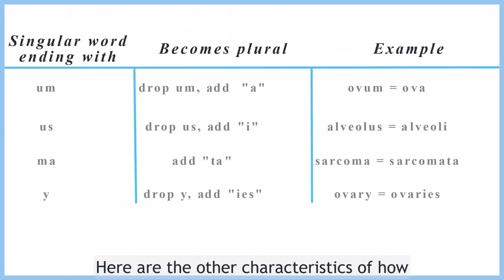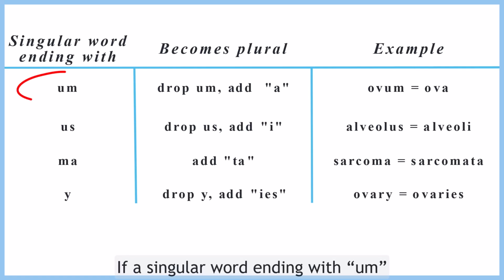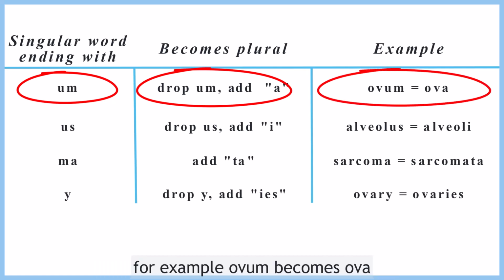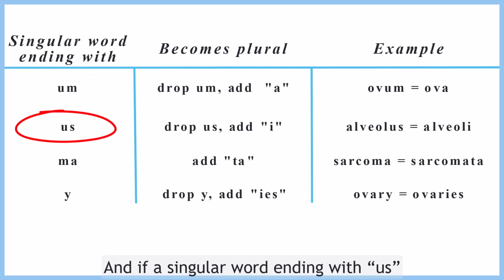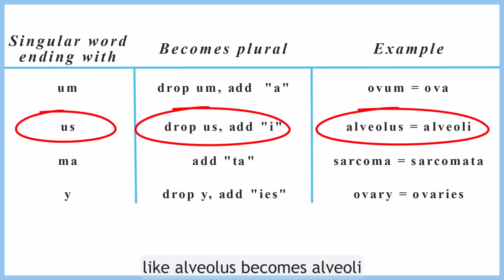Here are the other characteristics of how the singular and plural forms work. If a singular word ends with um, drop um and add a to make it plural. For example, ovum becomes ova. And if a singular word ends with us, drop us and add i, like alveolus becomes alveoli.